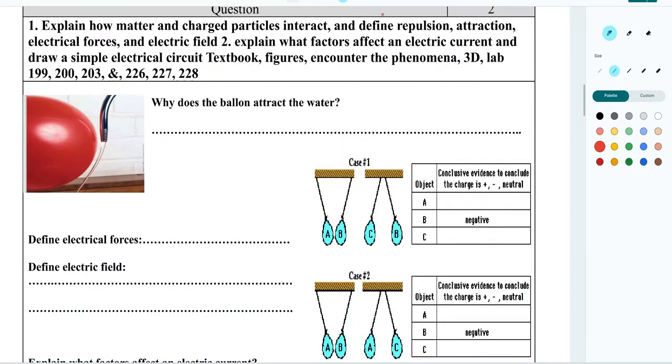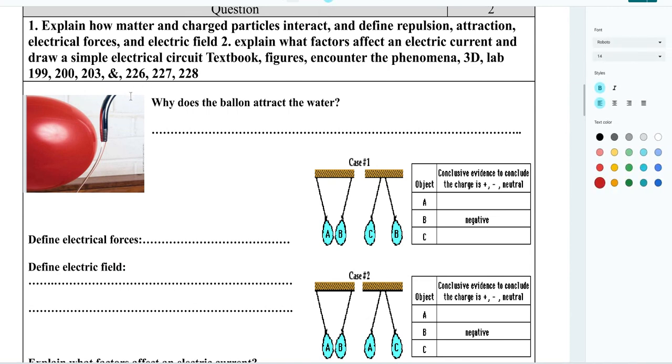Okay, next question, it says to explain how matter and charged particles interact, define repulsion and attraction, electrical forces and electric fields, explain what factors affect the current, and draw a simple electric circuit. So I'm just going to go through these quickly, and then if you have questions, you can message me.